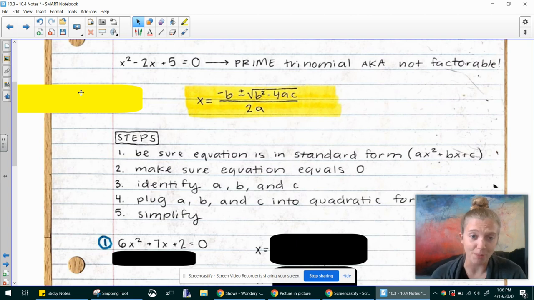The quadratic formula is x equals negative b plus or minus the square root of b squared minus 4ac over 2a. It looks scary. It is not. All we're going to have to do is substitute numbers in for a, b, and c. These are our steps, and then we'll do two examples.